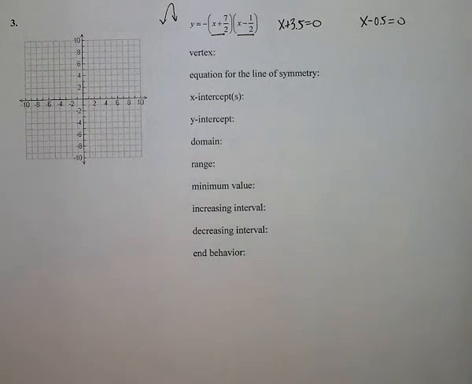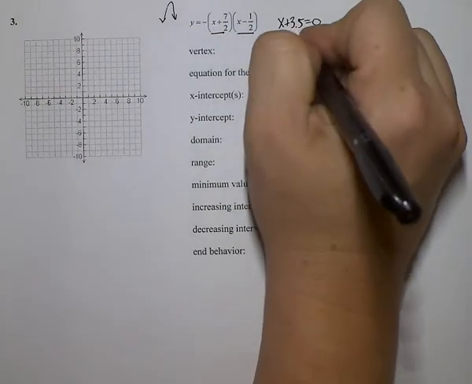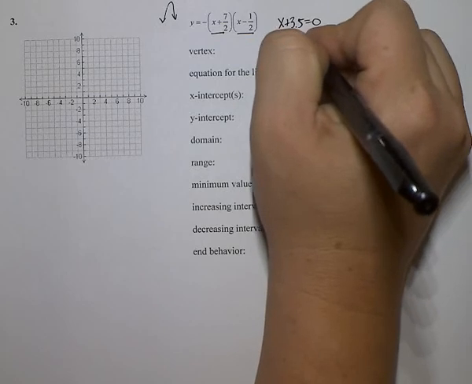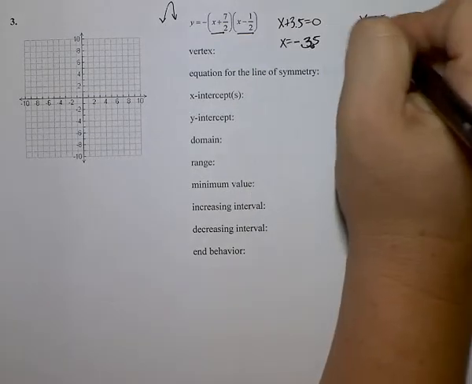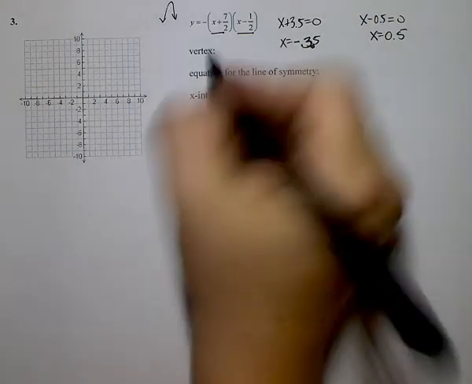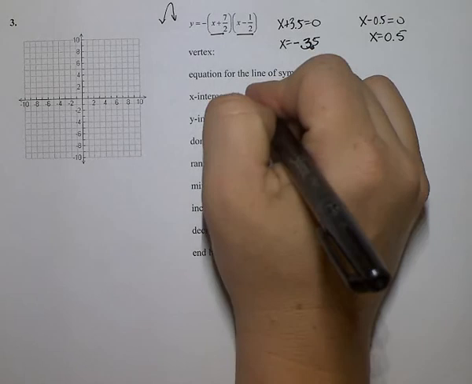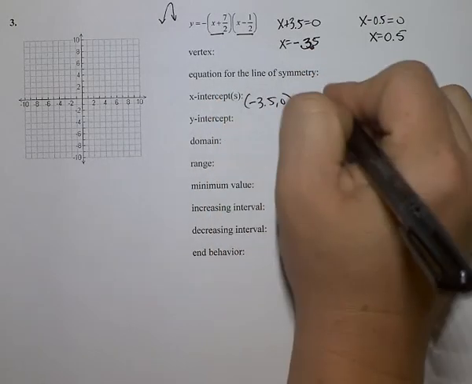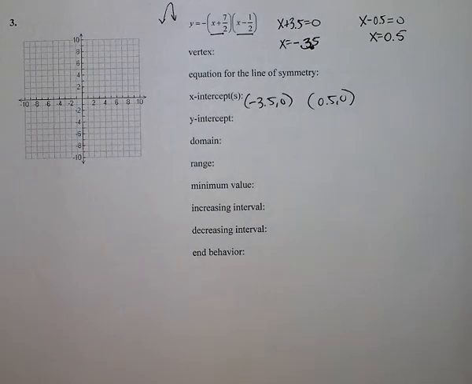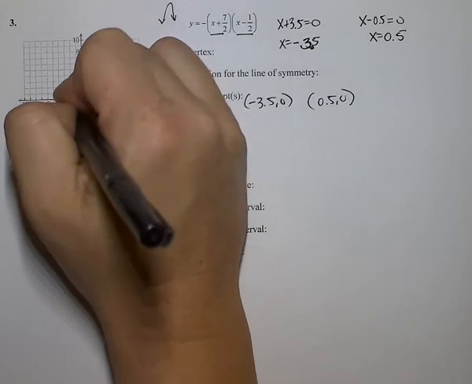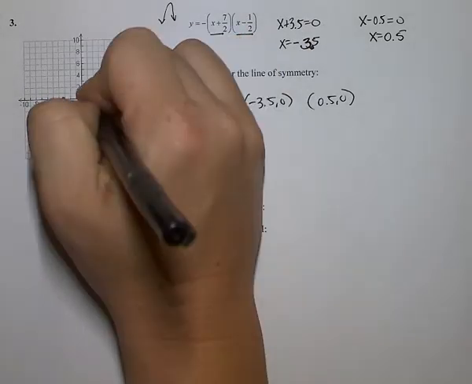Sure you could. So x equals negative 3.5, and positive 0.5. Those are the two x-intercepts, negative 3.5, 0 and 0.5, 0. You could also write those as a fraction. Graph them, negative 3.5 and positive 0.5.